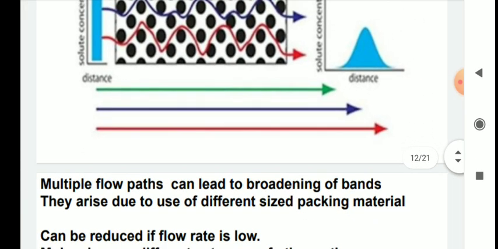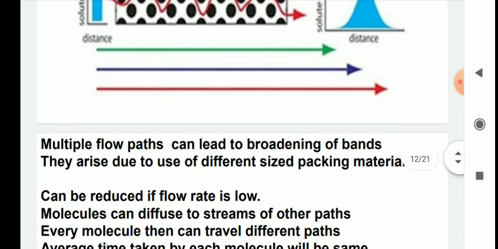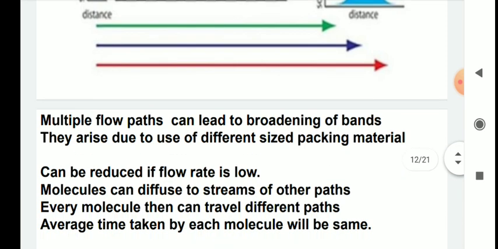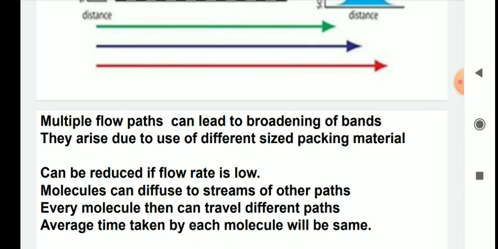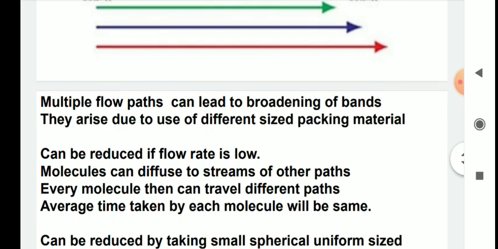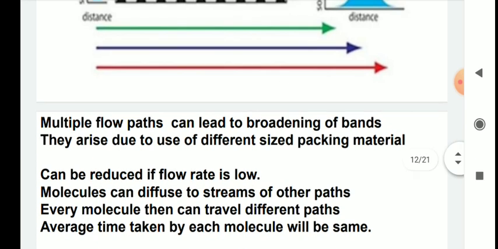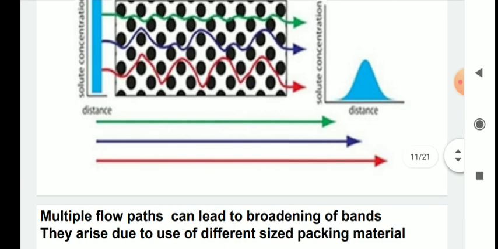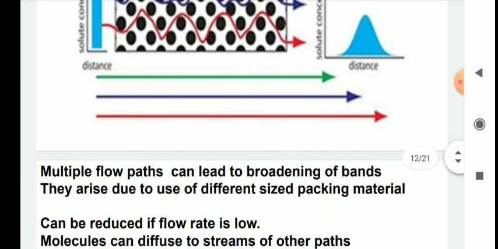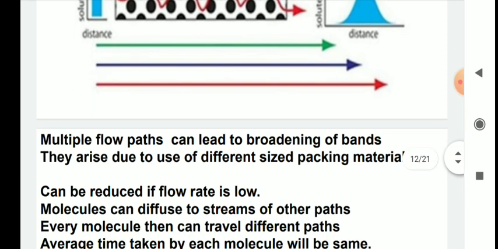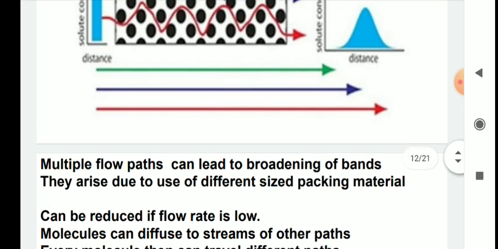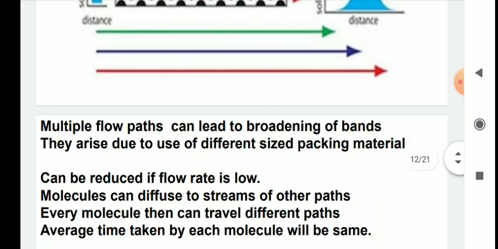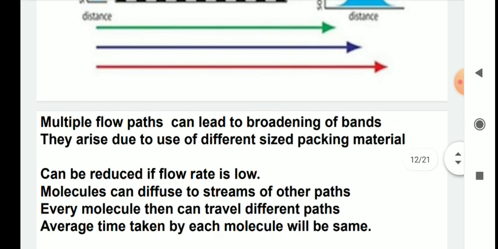Now, because of the multiple flow paths, you will get band broadening, and it usually arises due to different sized packing material. You can reduce the multiple flow paths by decreasing the flow rate of the mobile phase. If the flow rate is low, then the molecules can diffuse from one stream to streams of other paths.